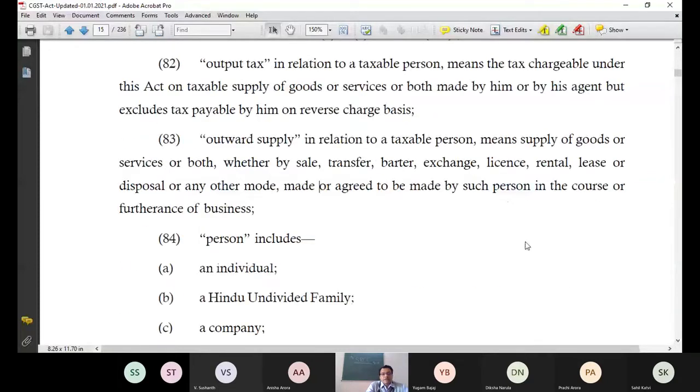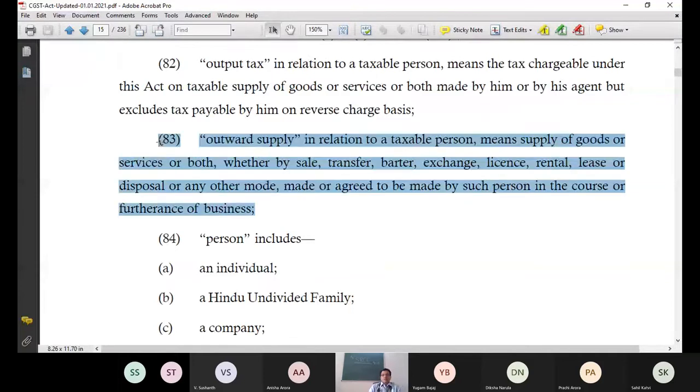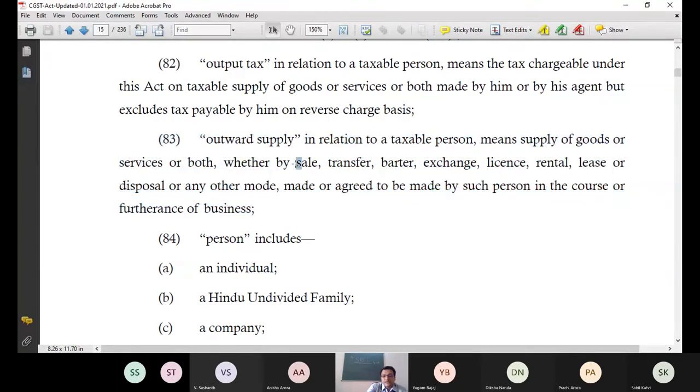This is my section 2 clause 83, as you can see, outward supply. Outward supply in relation to a taxable person, now it is a new word, taxable person, means supply of goods or services or both. I hope the screen is visible. Whether by sale, transfer, barter, exchange, license, rental, lease, or disposal or any other mode. Already I have covered this sentence. Do you remember where we have covered this line?